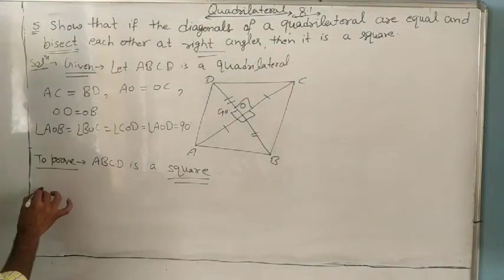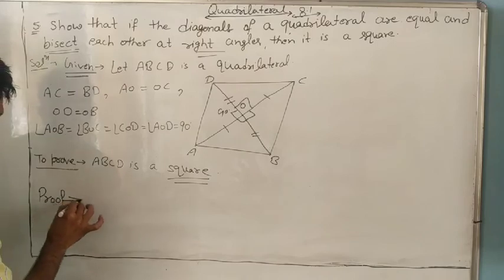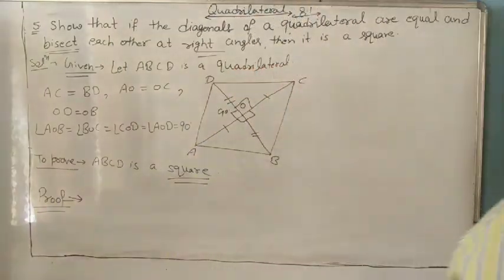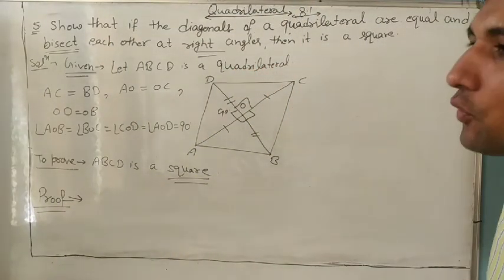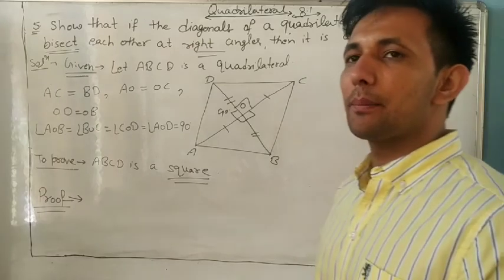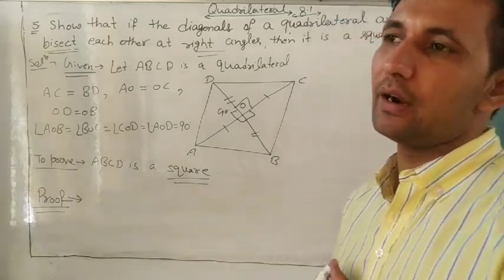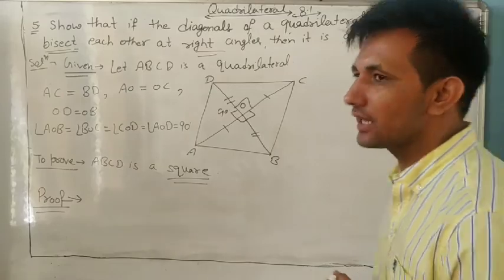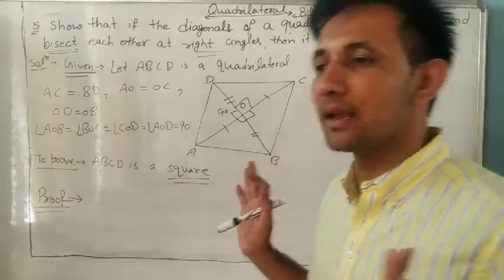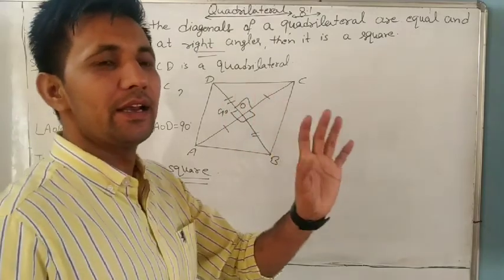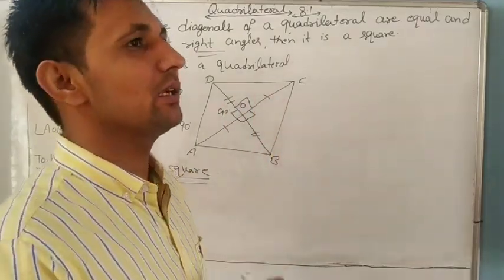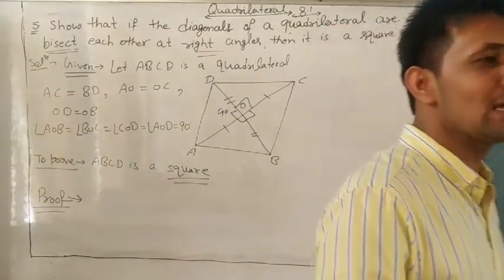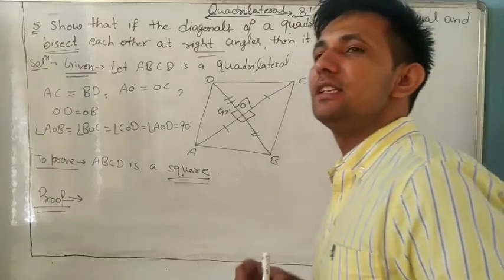So write proof. Can you say that ABCD is a parallelogram directly? Yes. Why? Because we know the properties of a quadrilateral. What are the properties of any quadrilateral? If the diagonals bisect each other, then it is a parallelogram. If in any quadrilateral either the diagonals bisect each other, or opposite sides are equal, or opposite angles are equal, we can say that ABCD is a parallelogram.